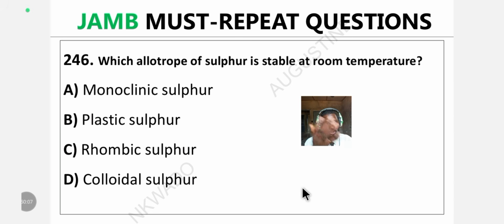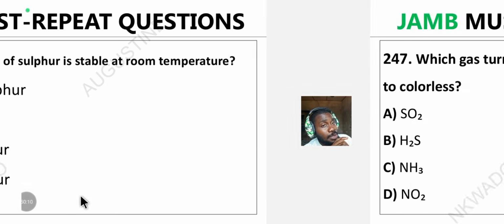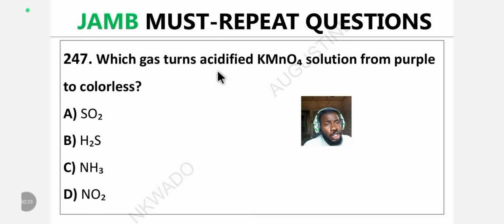What's the answer? I just taught you now. Drop the answer in the comment section. Question 247. Which gas turns acidified potassium tetraoxomanganate(VII) solution from purple to colorless? A. Sulfur(IV) oxide. B. Hydrogen sulfide. C. Ammonia. D. Nitrogen(IV) oxide. What's the answer?